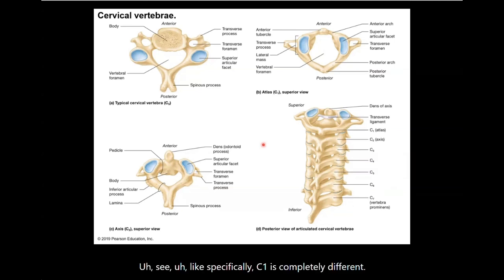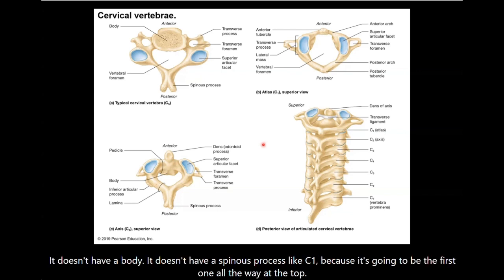Like specifically C1 is completely different. It doesn't have a body. It doesn't have a spinous process. Like C1, because it's going to be the first one all the way at the top, okay?